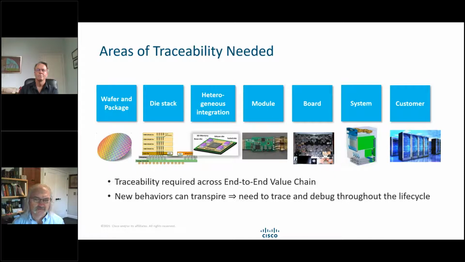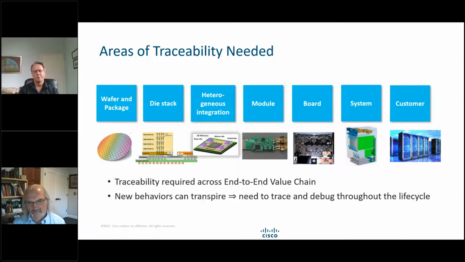So the areas of traceability needed are here at the highest level. It starts at wafer and package. We have so much more die stacking going on today. You want to be able to identify everything on that die stack. Heterogeneous integration is many things assembled on an interposer, not just necessarily silicon, but MEMS, photonics, lasers, lenses, things like that, many different things. On a heterogeneous integration, you want to identify quickly if something is bad, and why it's bad. It can save a lot of time and cost to be able to identify and fix quickly.